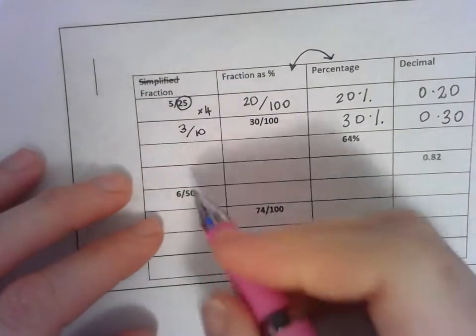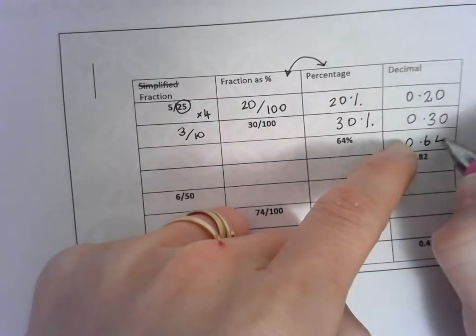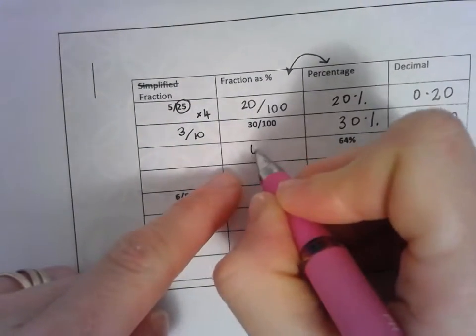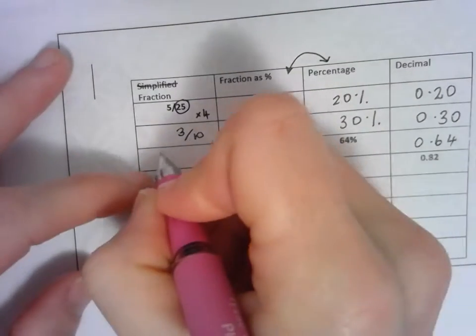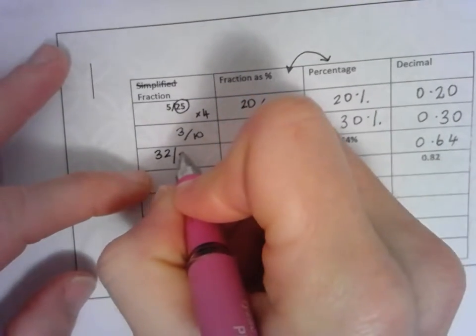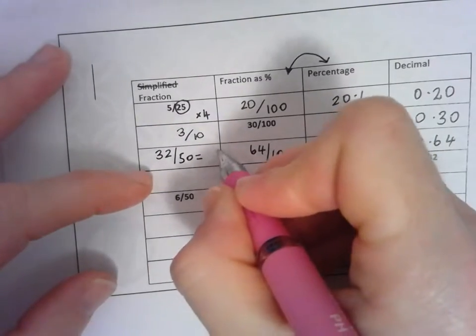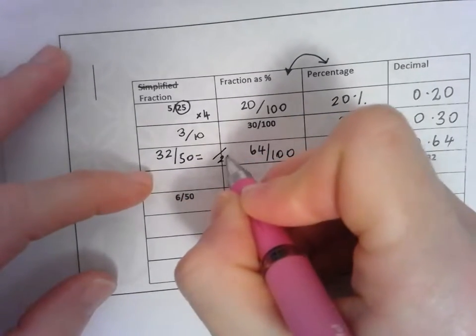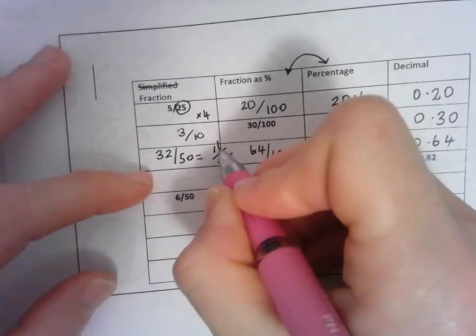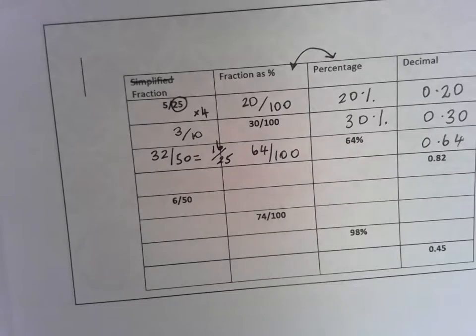Alright, 64%, 0.64 here, which means it's 64 out of 100. So maybe as a starting point you could recognize that it can go down initially to 32 over 50. But then hopefully you can see that they're both even numbers. 32 and 50 are even, so they can both be divided by 2. 16 times 2 is 32. 25 times 2 is 50.